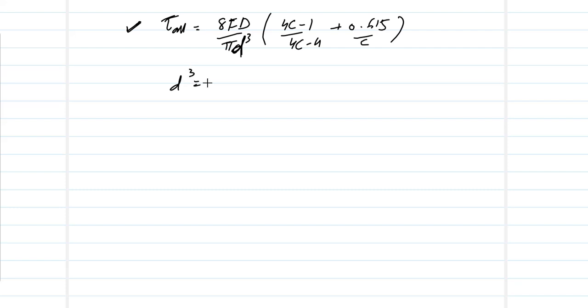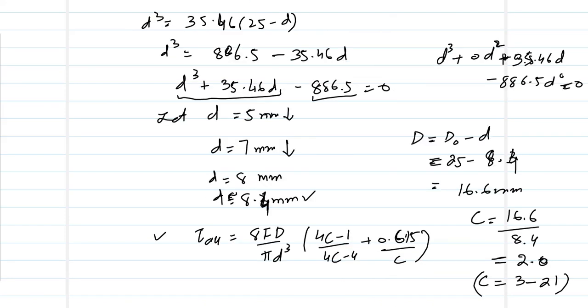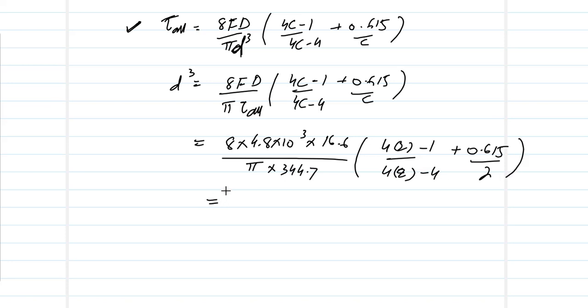So d is actually equal to 8FD over pi tau allowable, into (4c minus 1 over 4c minus 4 plus 0.615 divided by c). So 8 into force is 4.8 into 10 to the power 3. Now I'm using the millimeter units just for your convenience. So this is 16.6 divided by pi. Tau allowable is 344.7, I think. Yes, so it's 344. That is 4 into 2 minus 1 divided by 4 into 2 minus 4 plus 0.615 divided by 2. See, d will come out to be, and we call it d prime, 10.4 mm.